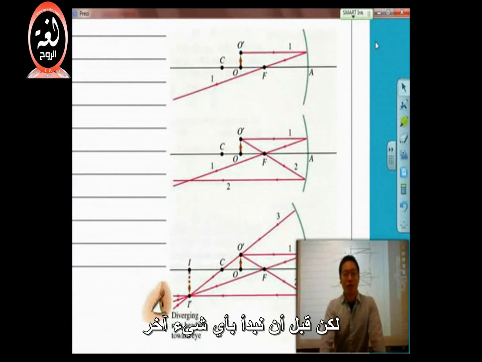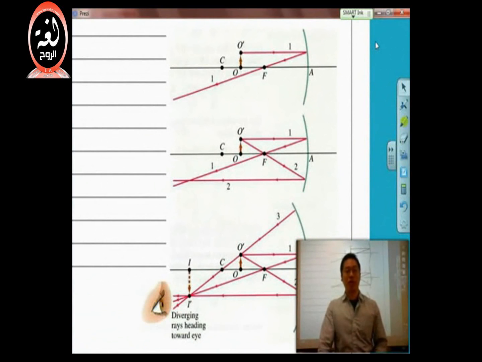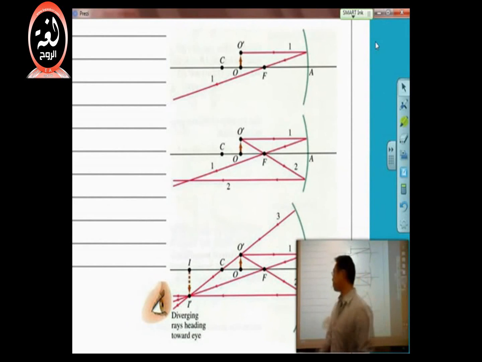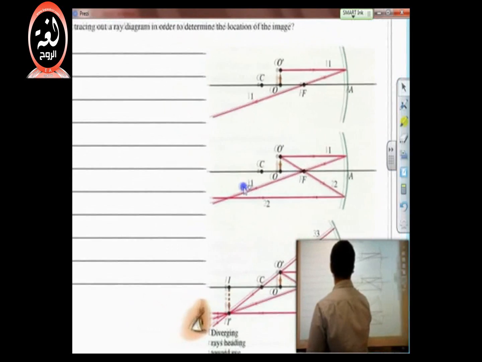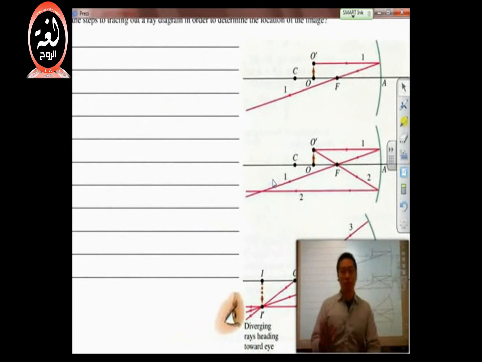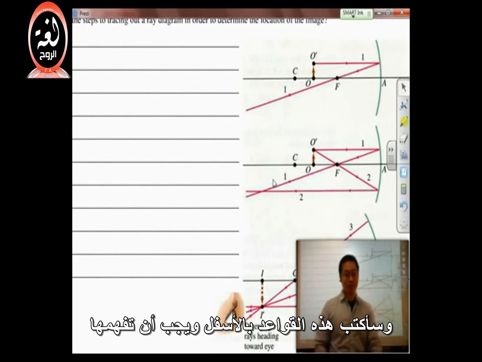But before we start anything else, we have to talk about how we actually determine where the image is. And to determine where the image is, you have to learn a little bit of what we call ray tracing. In other words, tracing the rays of light. Okay. But before we actually start tracing out the rays of light, there are a couple of things to keep in mind. And I'm going to write these rules down, and you should understand them.